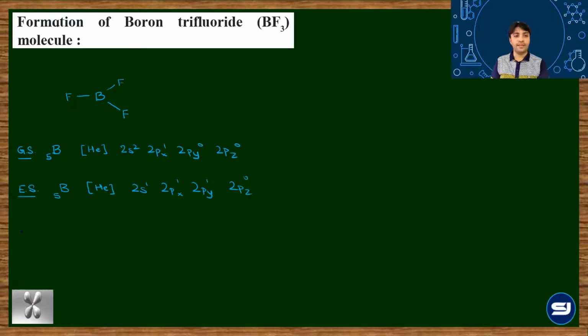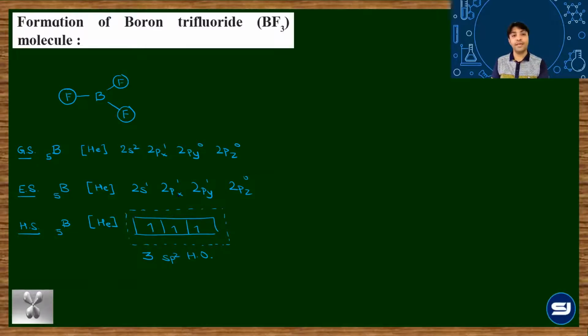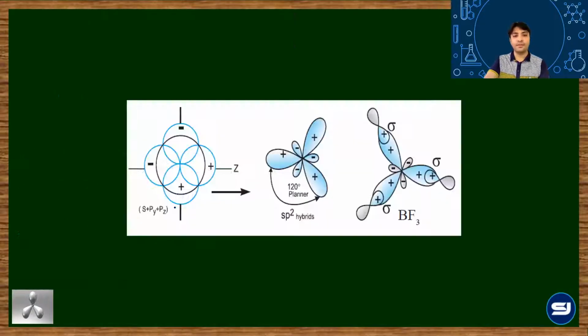And now in the hybridized state, the mixing and recasting happens for 2s and 2p. They will mix and recast to form 3 orbitals of equal energy and shape, and they will be inclined in the form of a planar arrangement. That's the reason I had drawn the BF3 molecule in the form of planar, 3 sp2 hybrid orbitals. And which orbital of fluorine will come and overlap along the axis? P. Because it's the 2pz1 orbital of fluorine which will be overlapping along the axis like this.